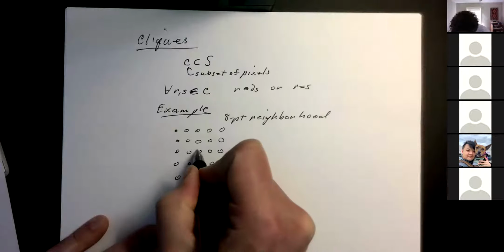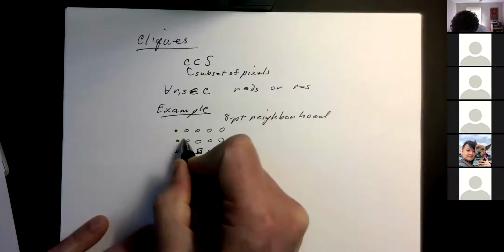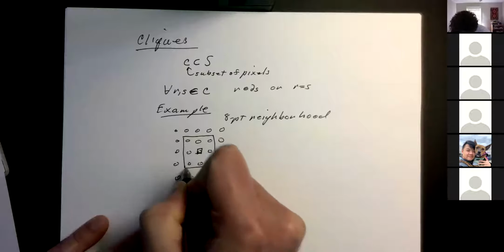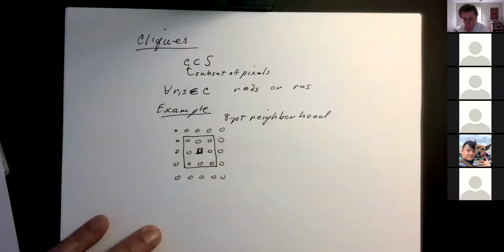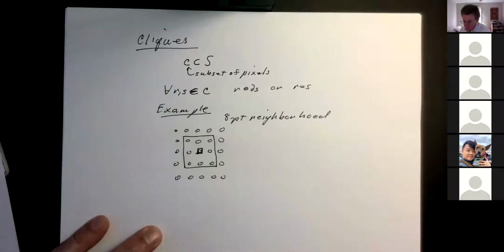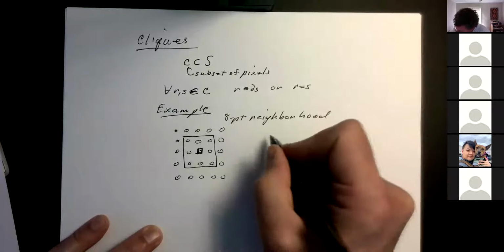So this is the point in question. These are the neighbors. So those are the neighbors of that point, right? Call it an 8-point neighborhood because there's 8 of them. 1, 2, 3, 4, 5, 6, 7, 8. Okay. So what are the cliques? Cliques.